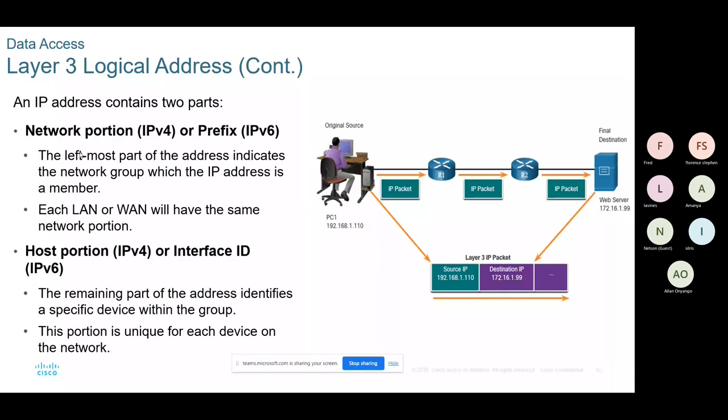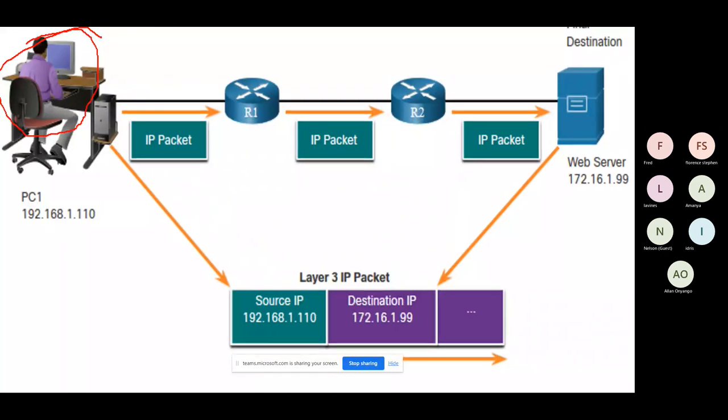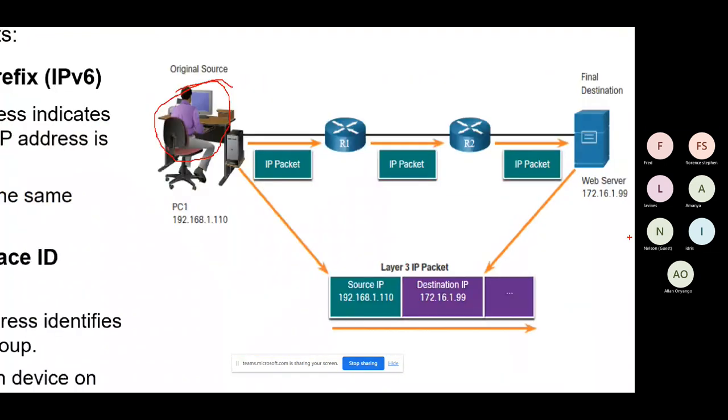You can see that we do have a packet here. This gentleman is sending a packet to the server, and the server is right here. The message will be in the form of a packet, and the packet must have the IP address of this PC, which is 192.168.1.110, and the IP address of where the message is going, the final destination, which is 172.16.1.99. That IP must be on the packet here.